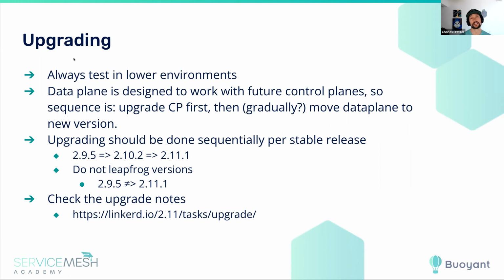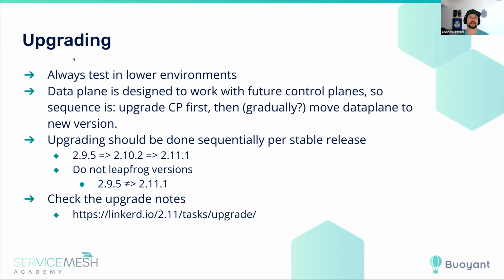Those proxies that are running the 2.10.2 control plane will still function. And on your own time, you can go through and roll those out, restart those workloads so that those pods get the 2.11.1 proxy. So the compatibility is there. That's one of the key features that is tested for when a new version of Linkerd is being built, whether it's an edge or a stable.